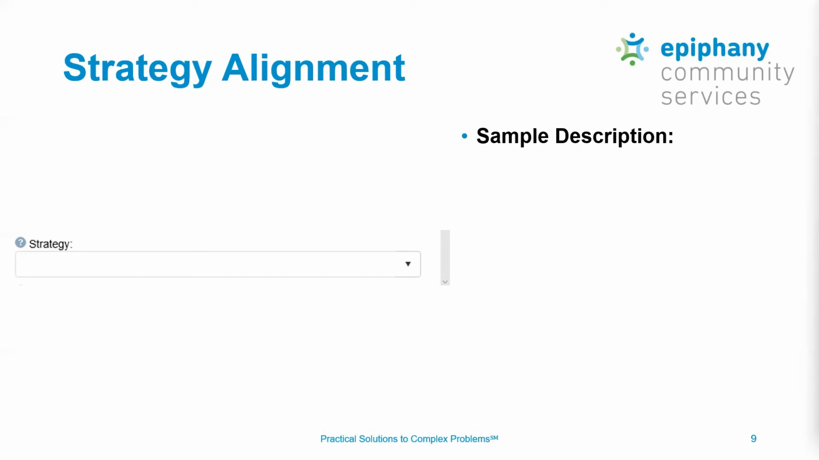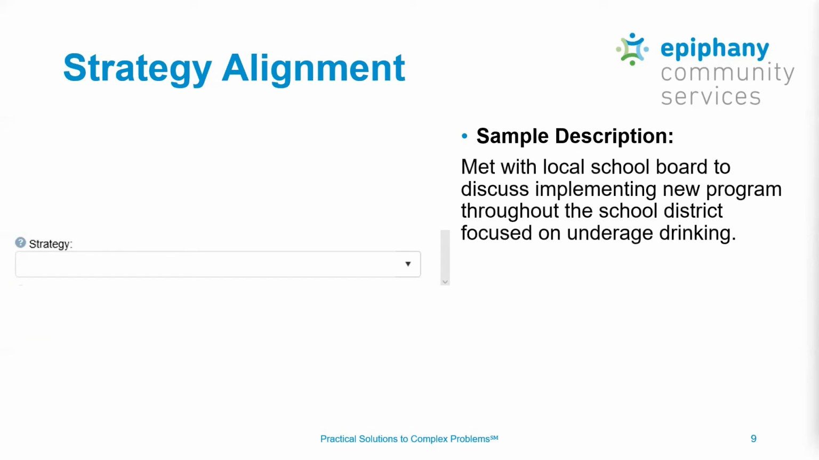So our sample description we had here was that our coalition met with the local school board to discuss implementing a new program throughout the school district that focused on underage drinking.